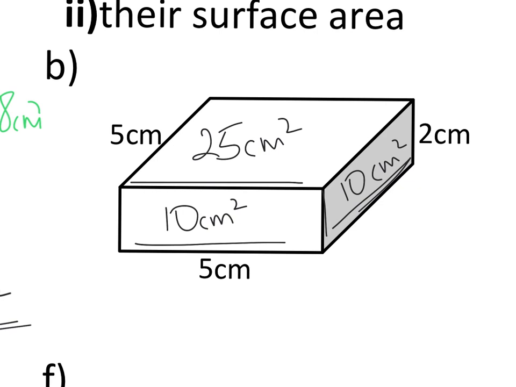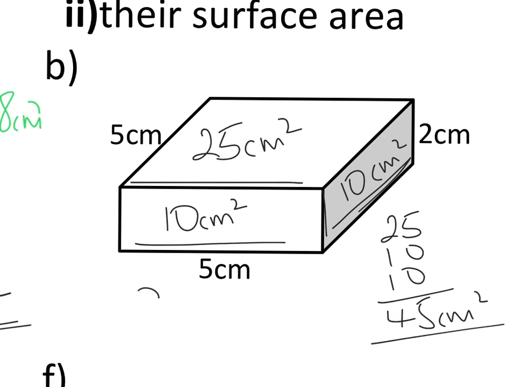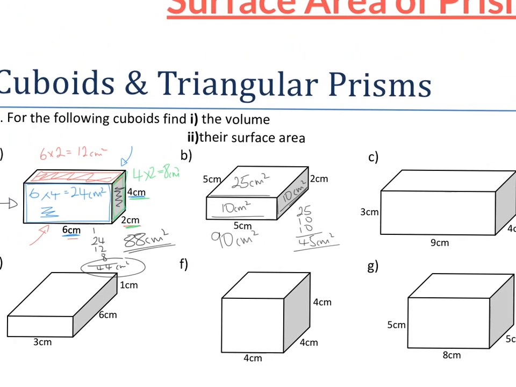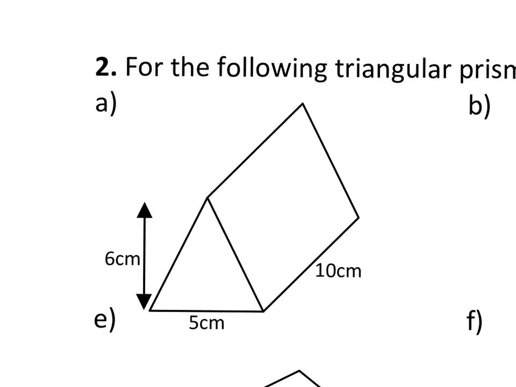So again, all I have to do is add them all up. So 25, 10, and 10, which is 45. And again, because there's the same sides on the other side, I just have to double my final answer. So the final answer is 90 centimetres squared. They should be all fairly straightforward for you. We're now going to move on to triangular prisms.